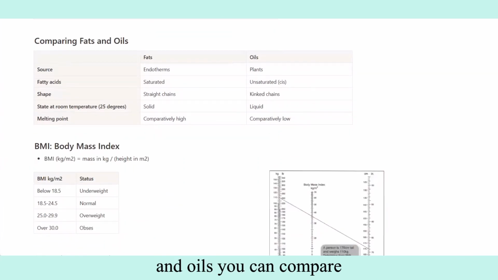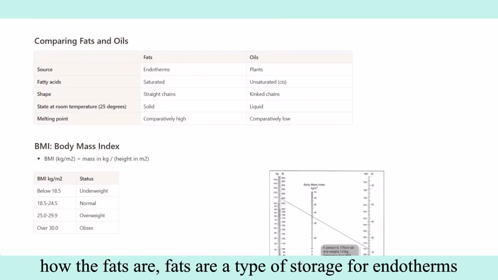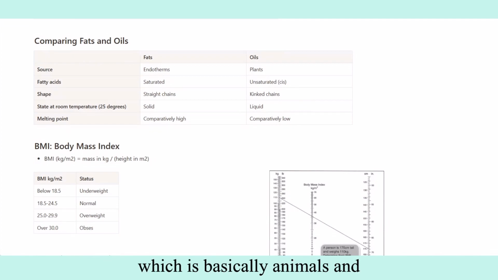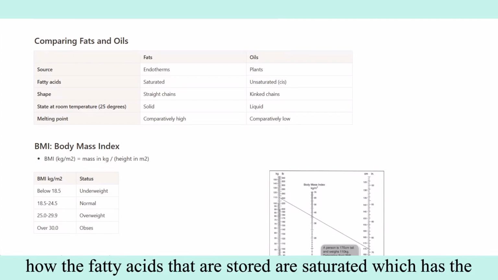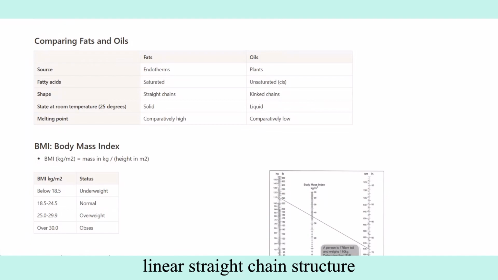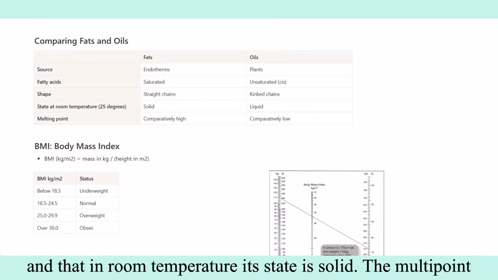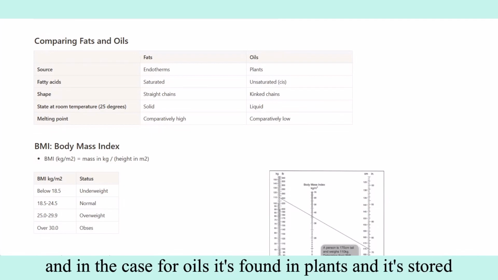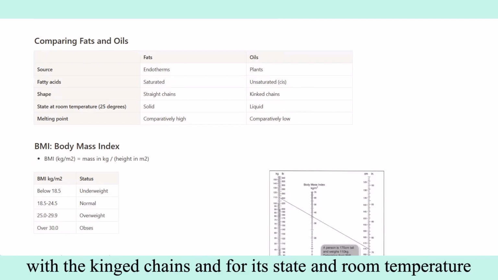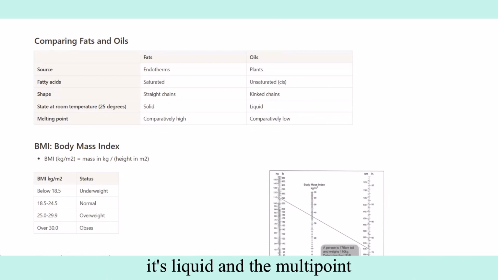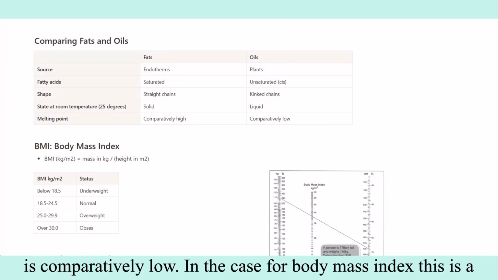In the comparison of fats and oils, fats are a type of storage for endotherms, which is basically animals, and the fatty acids that are stored are saturated, which have the linear straight chain structure, and at room temperature, they stay solid. The melting point is comparatively high. In the case of oils, they're found in plants and stored in unsaturated cis structure with kinked chains. And for its state at room temperature, it's liquid and the melting point is comparatively low.